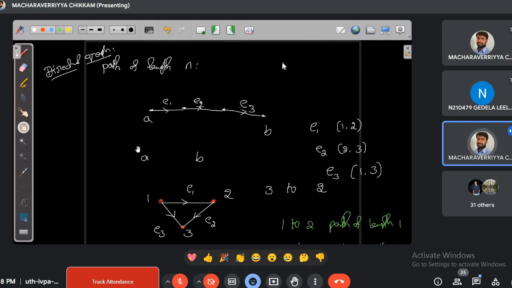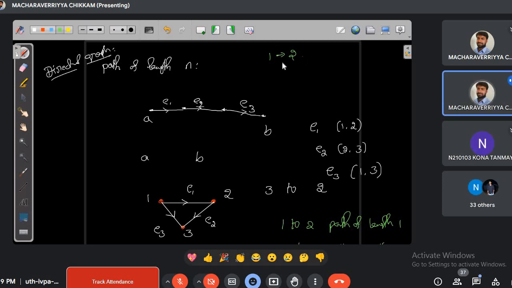So the same definitions you can take, whatever we defined in undirected graphs: a path of length n, a simple path, a circuit, making sure of the direction of the edge. From 1 to 3 we have 2 paths. How 2 paths? Okay, 1 to 2 to 3 is one path, and another one is 1 to 3 directly. So yes, there are 2 paths from 1 to 3, but one is of length 2, another one is of length 1. Both are not of the same length.